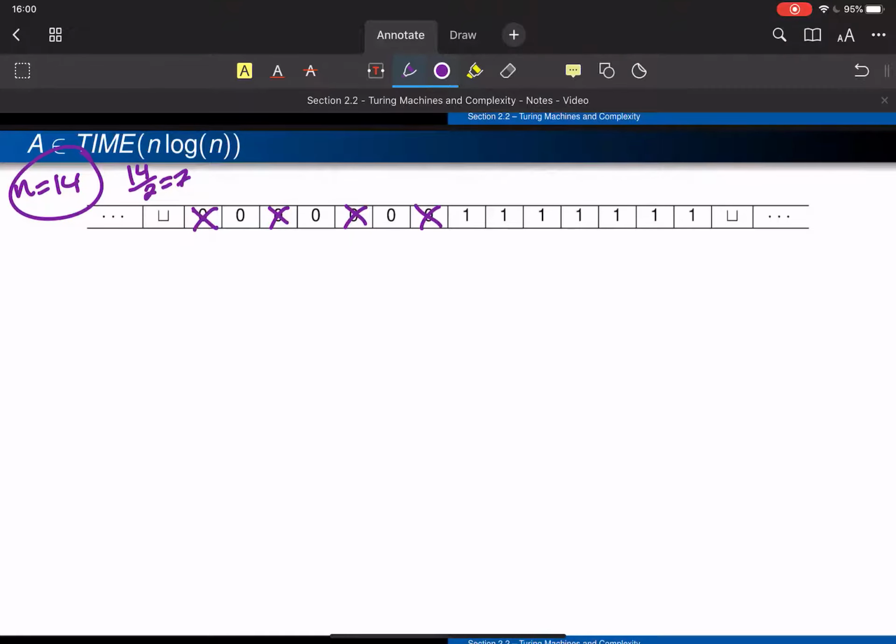Previously, that took me like 4 steps because I had to cross off one, and then another one, and then another one, and then another one. So you can see right from the get-go that this is going to speed up pretty dramatically. I do the exact same thing for the ones. So I'm going to have 7 ones. Now I'm down to 3 ones.